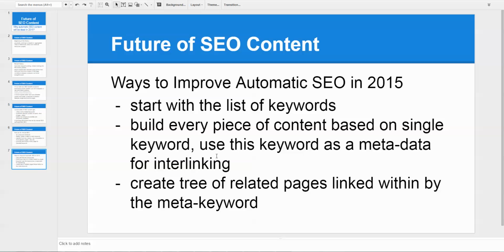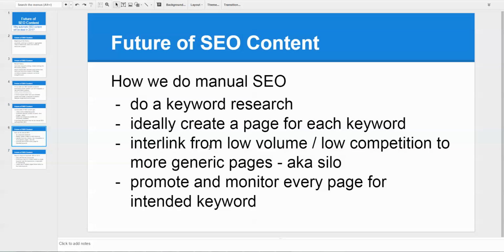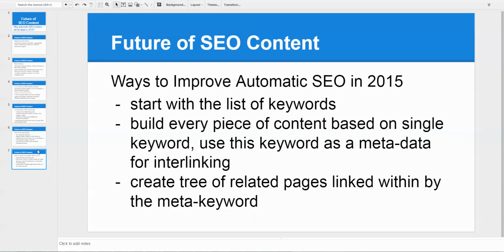And even more, we're not only going to use content based on the single keyword, we will attach this keyword and use it as metadata for interlinking. So now we have not only a piece of content, but we also have "what is paleo diet" attached to this page. And we have an opportunity to create a trio of related pages linked by the meta keyword.